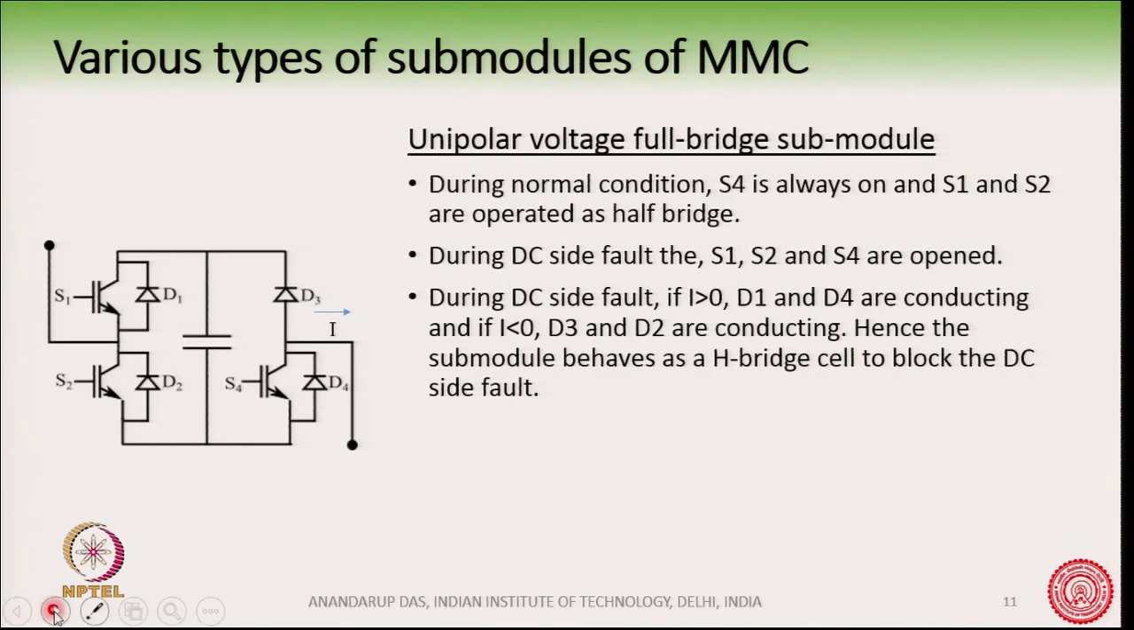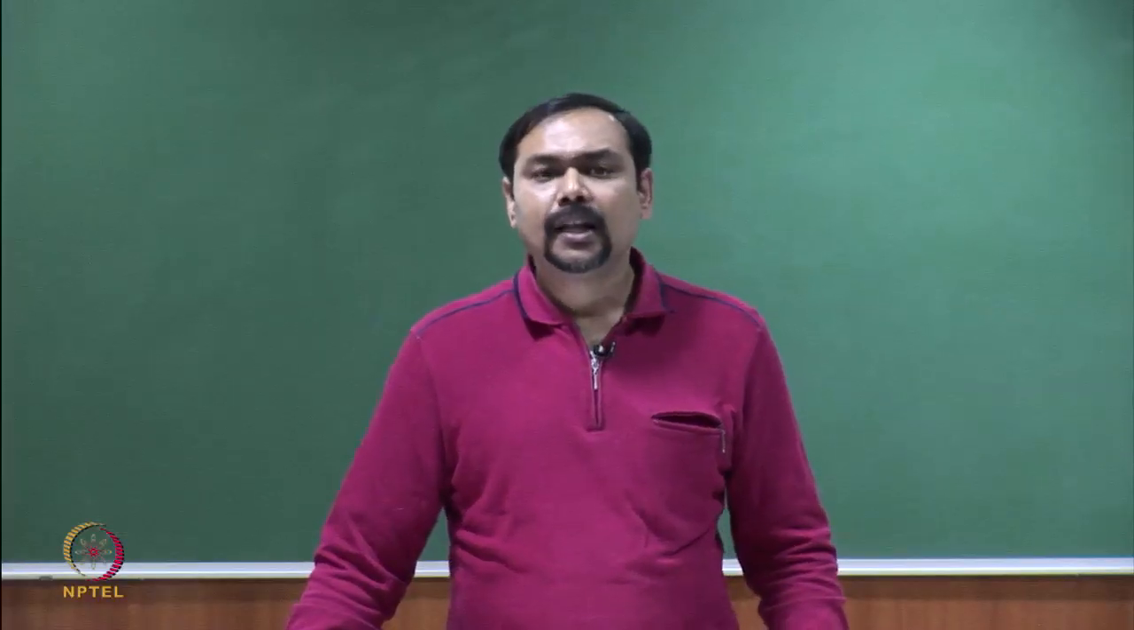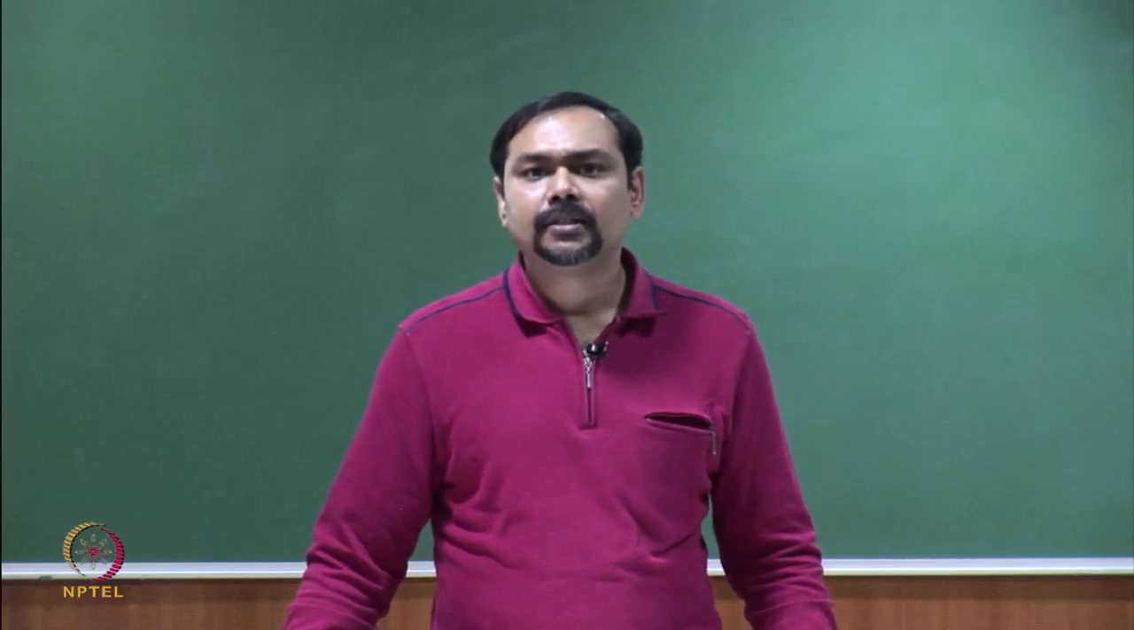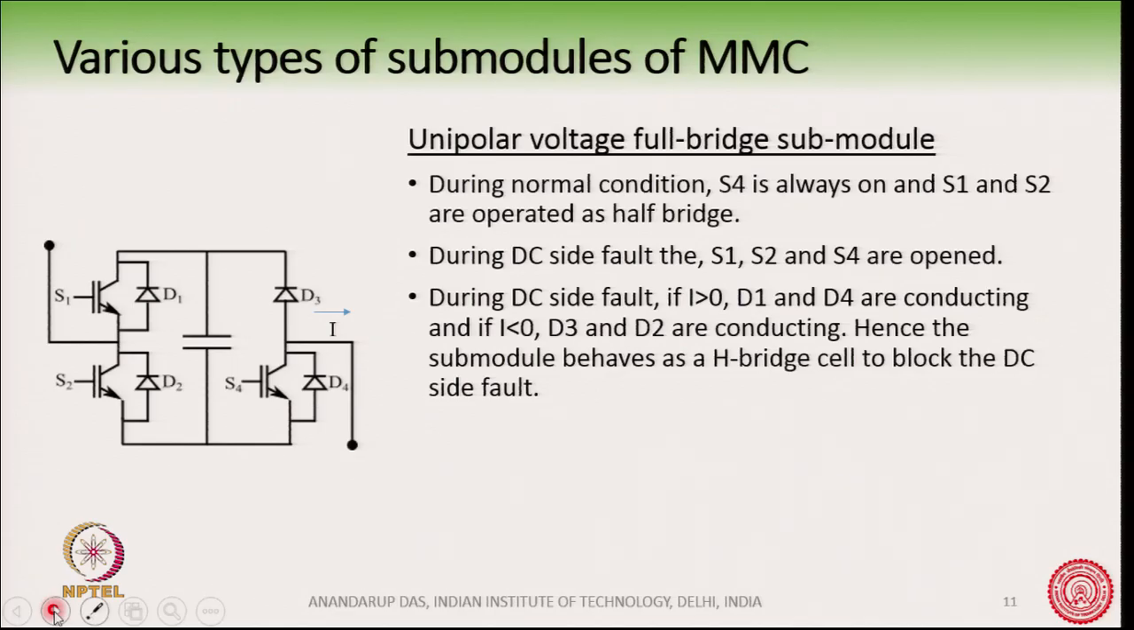Again, there is also another submodule. I will explain one or two more, like the unipolar voltage full bridge submodule. So, this is the normal condition, this is a half bridge kind of thing, this switch is always turned on, and S1 and S2 are working in a half bridge configuration. Now, when there is a DC side fault, then these switches are opened.